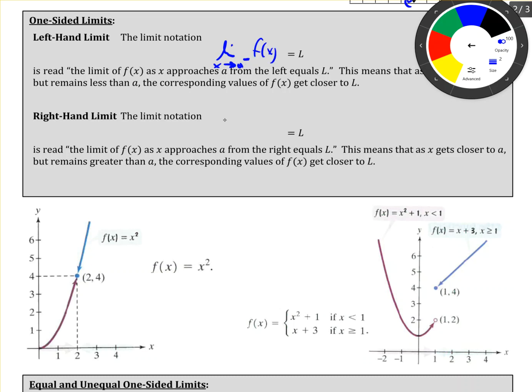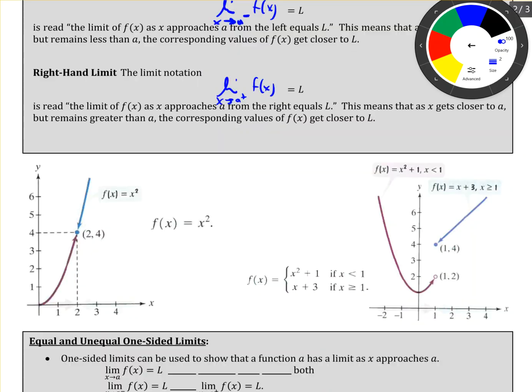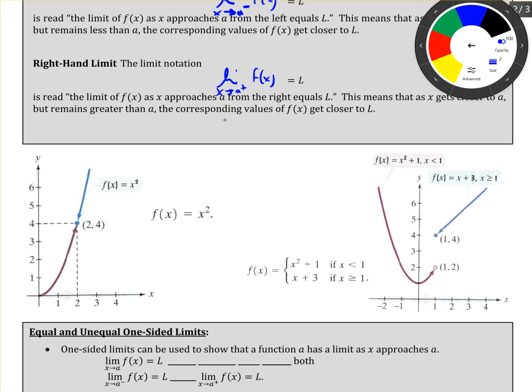And then the right-hand limit is the limit as x goes to a with the plus sign of f of x. And again, that's just the plus sign meaning numbers bigger than a, to the right of a. So looking at this picture here, the limit from the left, we're just going to follow along here. The limit from the left looks like it's 4, because as I come from the left side, it looks like my y value is hitting 4.